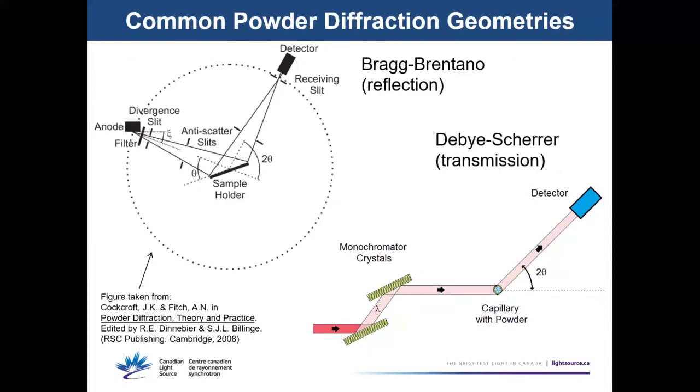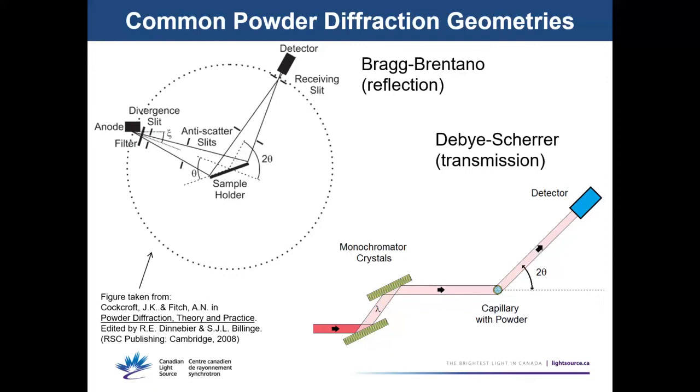There are a number of different possible experimental PXRD configurations, but there are two main geometries we're going to consider here. Bragg-Brentano geometry in reflection mode is the dominant method used for laboratory diffractometers, typically with a copper anode, but sometimes also with anodes like cobalt, chromium, or even molybdenum. Debye-Scherrer transmission geometry is a very common synchrotron and neutron diffraction geometry. And both geometries have strengths and weaknesses.